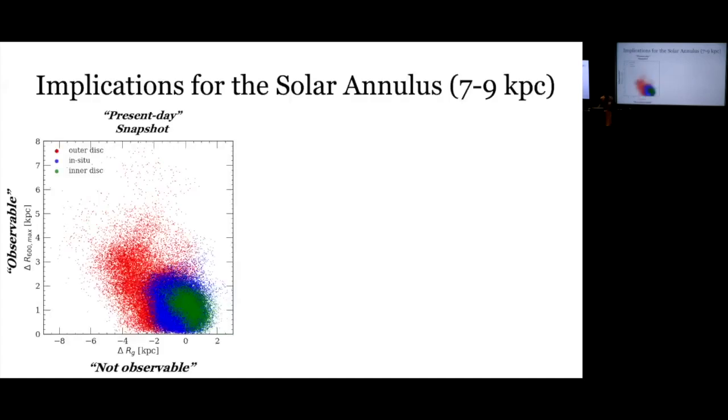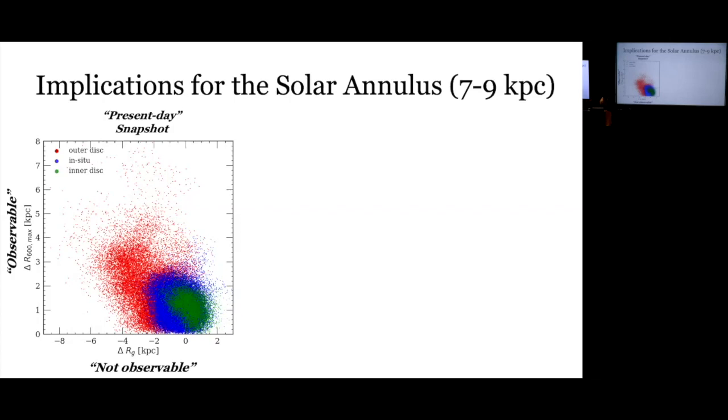So we place a narrower emphasis on the solar annulus. This is the present day snapshot for stars that are in the solar annulus, plotting their maximum radial excursion, like we did in the last plot, versus the change in guiding center since birth. And by birth, we mean the time they were initially on circular orbits at some point in the past in the simulation. The particles are also colored here by their disk origin. The red stars are the inward migrators from the outer disk, the green stars are the outward migrators from the inner disk, and the blue stars are ones that have an origin within the solar annulus.